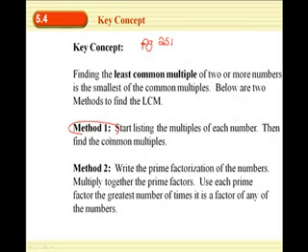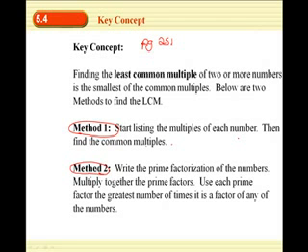Okay, so method number 1 is what we've been doing. We have been listing the multiples of each number, then we find the common multiples. That's what we've been doing in example 1 and in all of the guided practice so far, okay? But method 2, this is the new one right here. All right, method 2, which we will practice, okay?